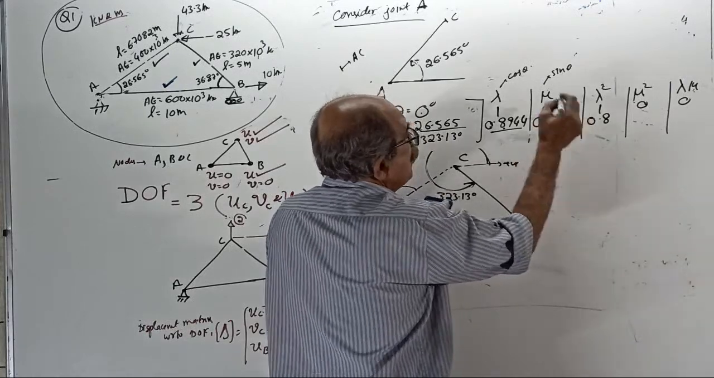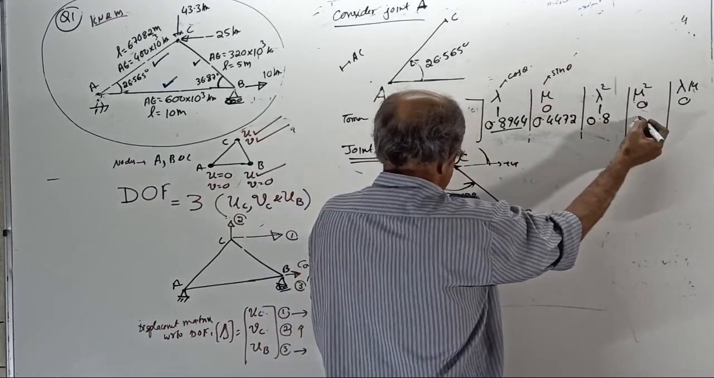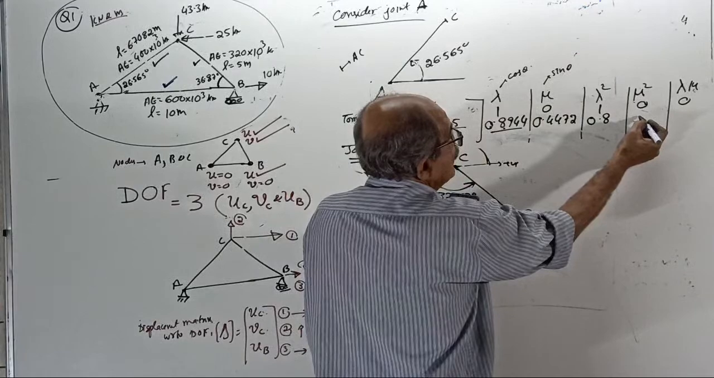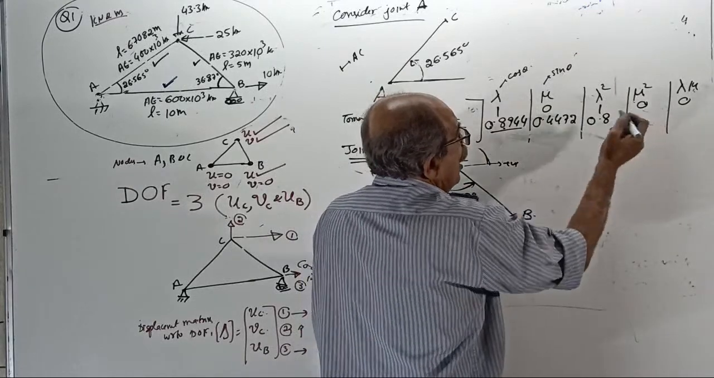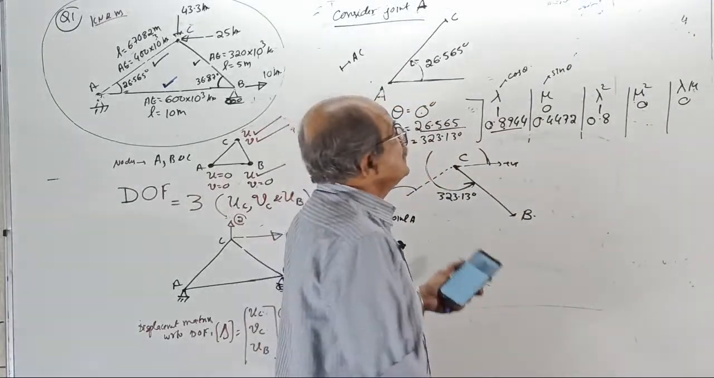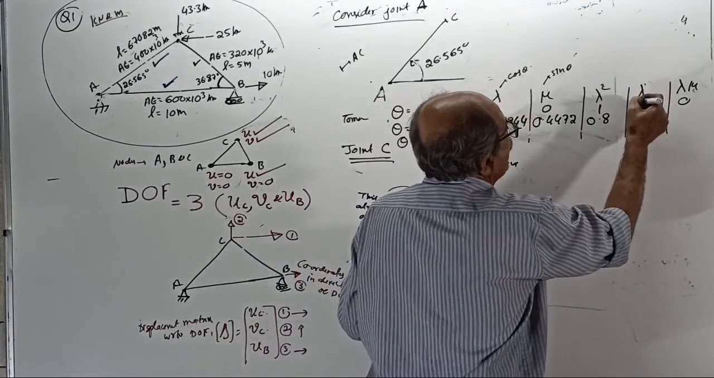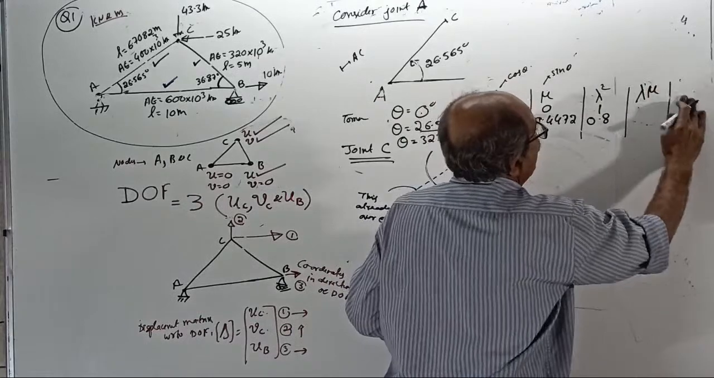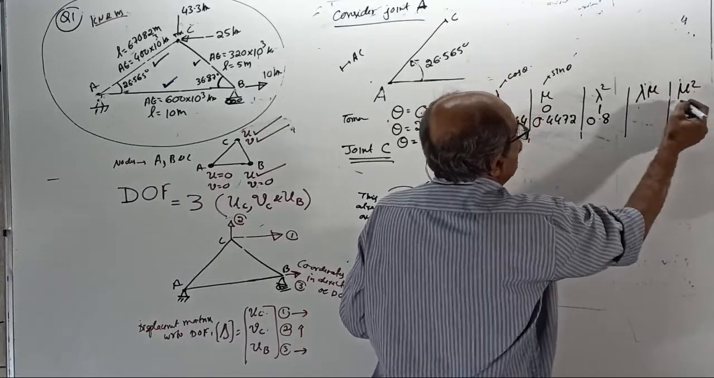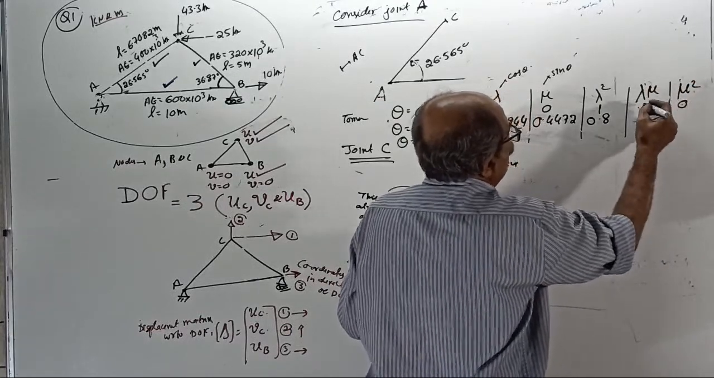0.4472. Now only square it. Square it. Or tomorrow what I will do is, I will put lambda square, then I will put lambda mu here, then I will put mu square. Better, hinge is better. So that is 0, that is 0.